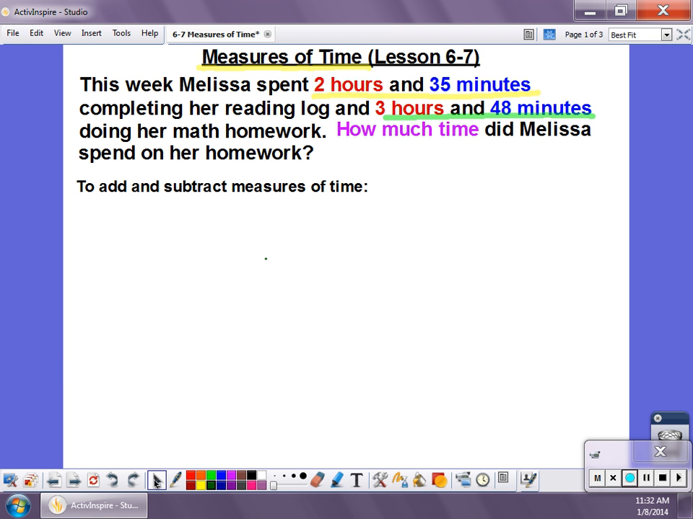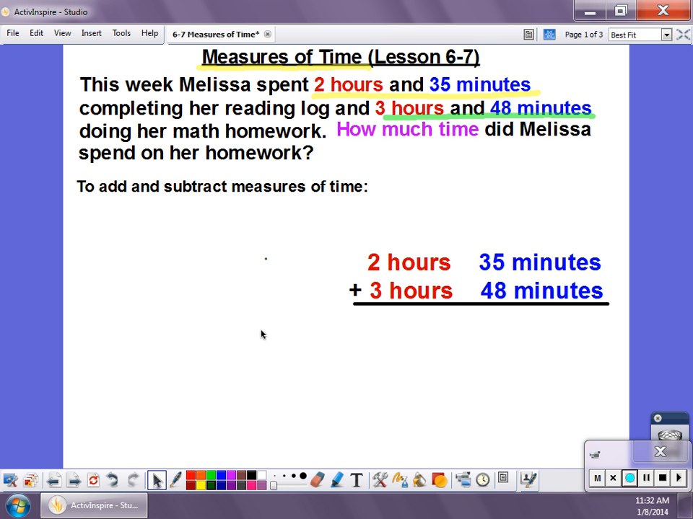So we know that we want to combine the time on her reading log with the amount of time that she spent on her math homework and come up with a total amount of time. So what we're going to do is add these two amounts of time together.